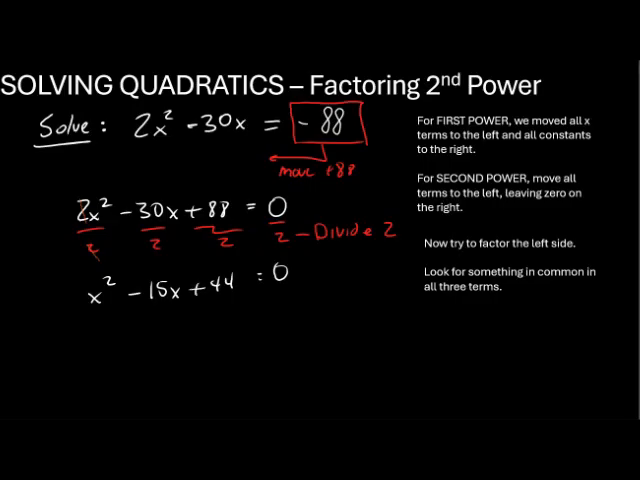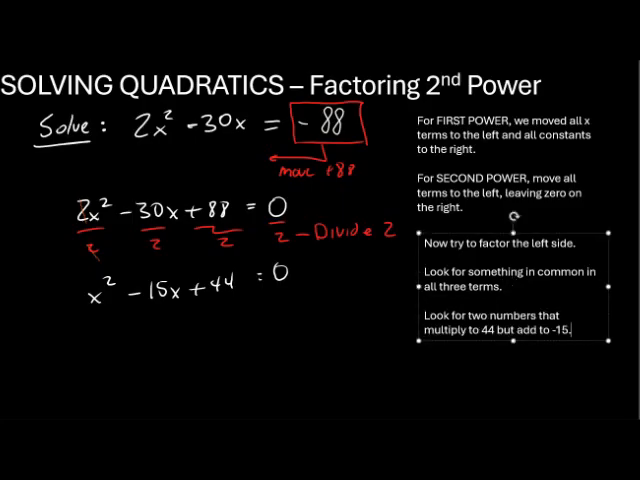Now that we have this equation, let us think about two numbers that will multiply to 44, but add to negative 15. Let's briefly list out some factors of 44. We know 1 and 44 would be an option. 2 and 22 would also be an option. 4 and 11 would also be an option. And now let's look at what happens if we add them together.